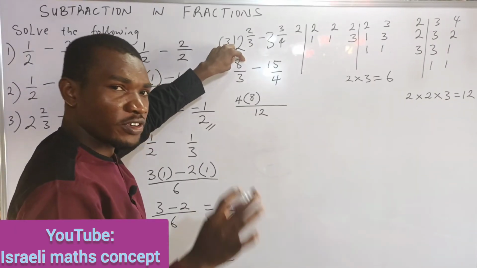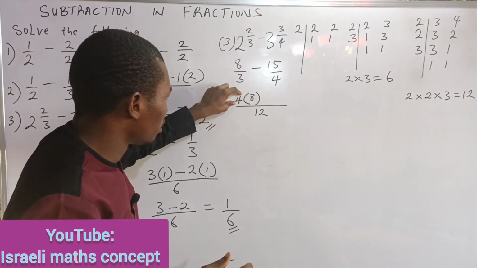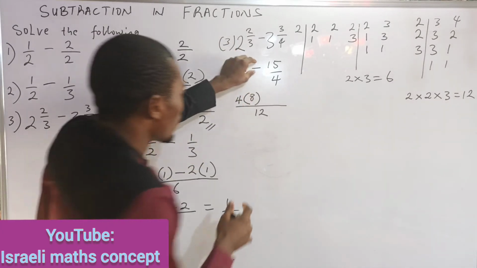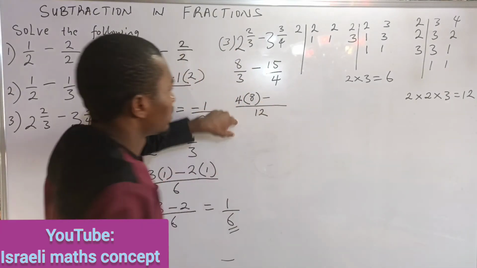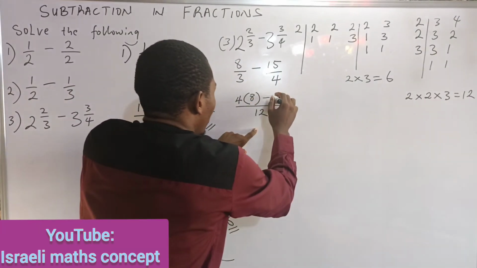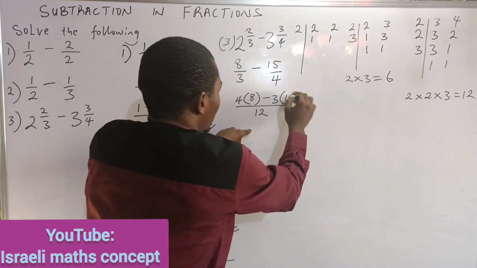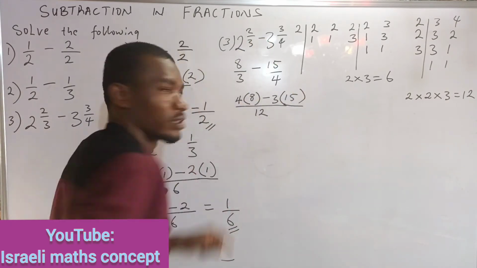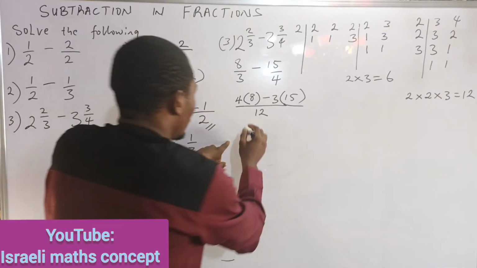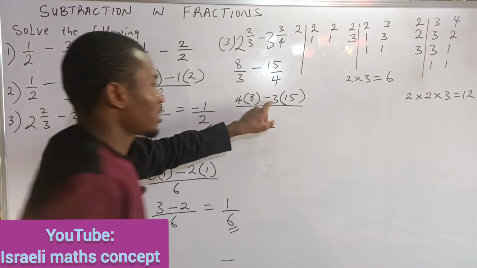What I did is very simple. 3 divide 12 is 4. We write the 4 multiplied by the numerator, which is 8. Then we put our minus sign. Then 4 divide 12, we have 3, and 3 will multiply the numerator, which is 15. And of course, 4 times 8 will give us 32. Then minus 3 times 15.